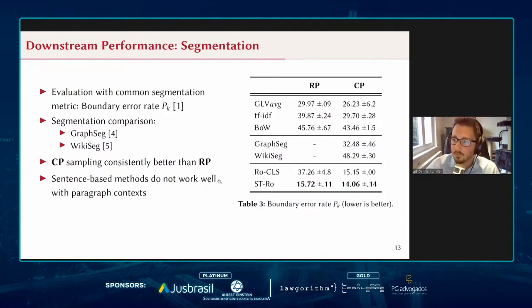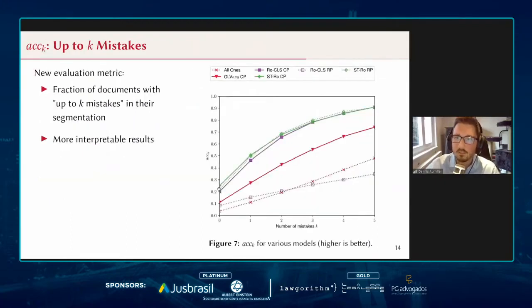Because we personally found this method to be rather hard to understand, what we also did is come up with an alternative evaluation metric for the segmentation, specifically on paragraphs, which is the so-called accuracy up to K. It's rather simple to explain. Essentially, we account for the fraction of documents that have less than or equal to K mistakes.